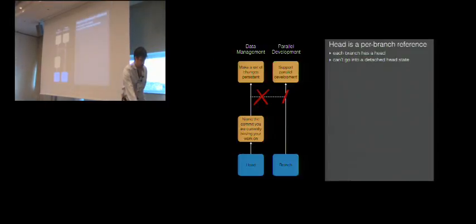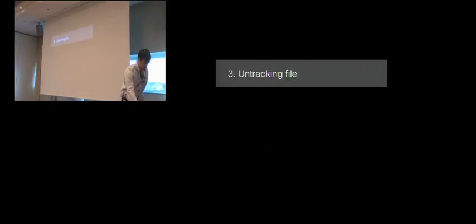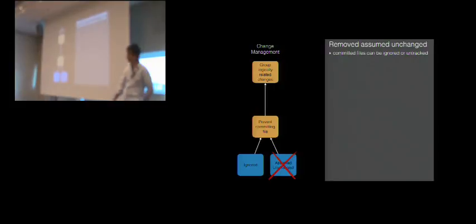And for detached head, in Gitless there is no possible way to get into a detached head state. Each branch has a head. And regarding untracking files, in Gitless, committed files can be ignored or untracked, and actually files in Gitless can only be tracked, untracked, ignored, or in conflict, and they can move between these classifications freely.